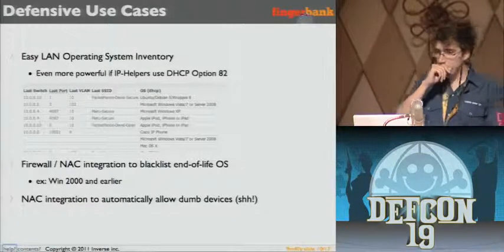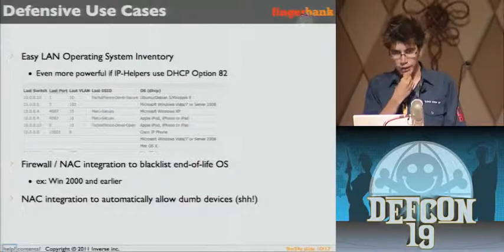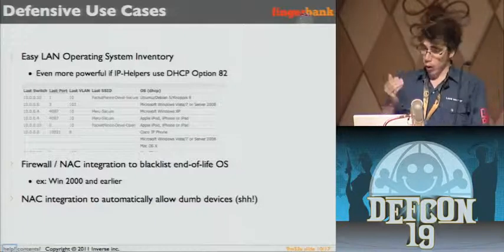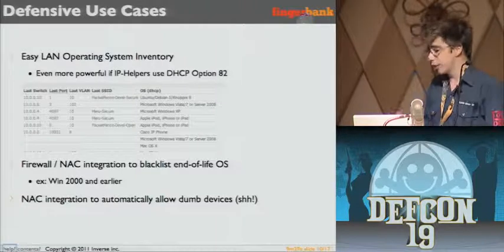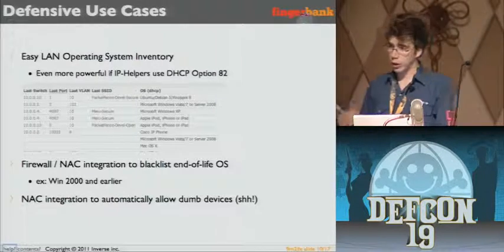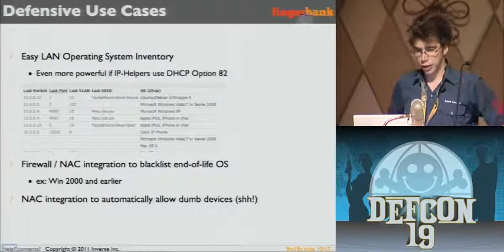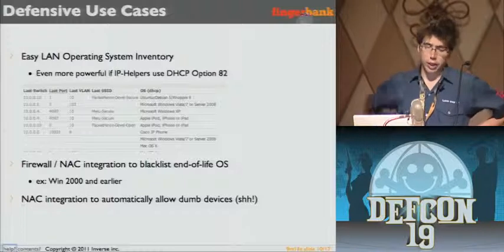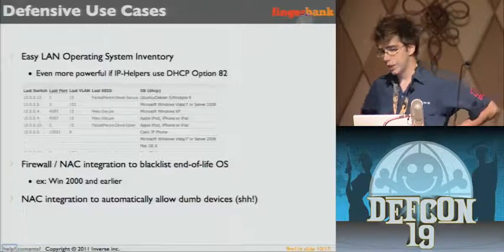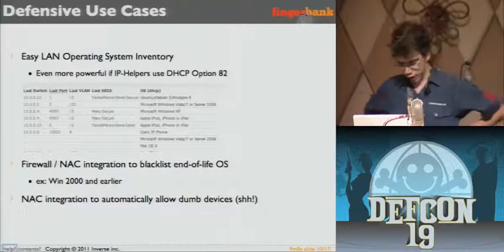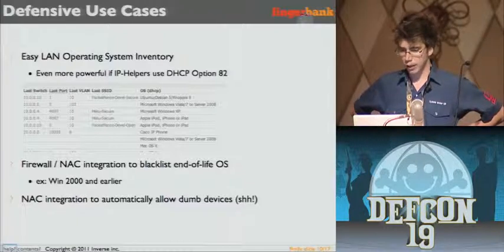So let's get into some use cases. I am into more defensive stuff, but here we go. You can really easily do LAN operating system inventory, or even flag people with Windows 95 and tell them, hey, come on, get something serious, please. So here is a screenshot of what we do with PacketFence. You see the last switch, last port, last VLAN. This is possible with DHCP option 82, which is implemented in Cisco switches. It's more or less reliable, but still it can help you.